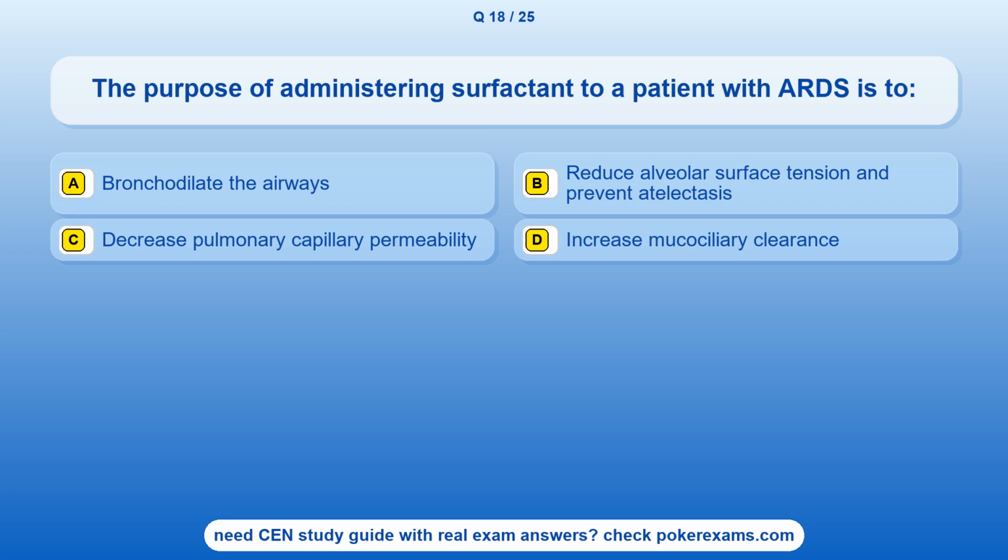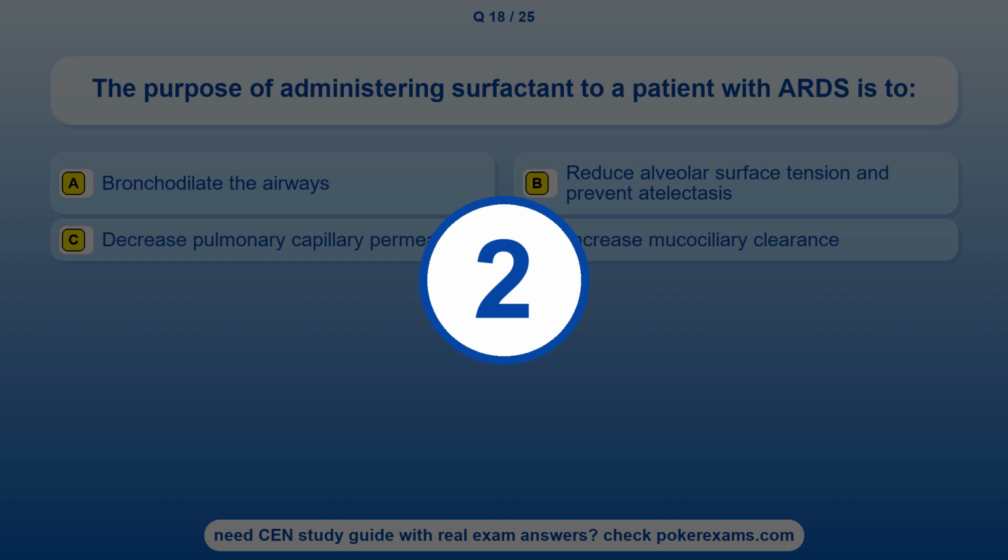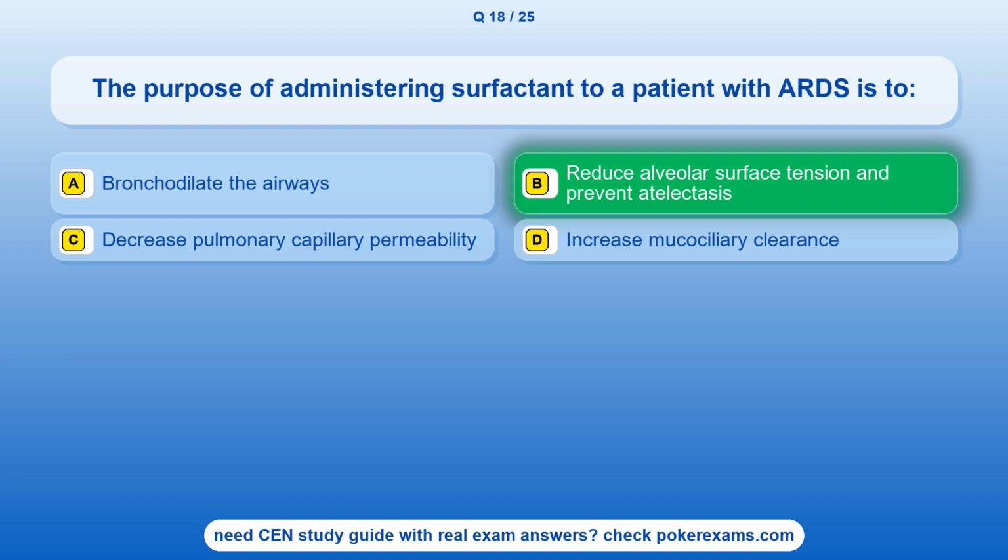The purpose of administering surfactant to a patient with ARDS is to: Option A. Bronchodilate the airways. Option B. Reduce alveolar surface tension and prevent atelectasis. Option C. Decrease pulmonary capillary permeability. Option D. Increase mucociliary clearance. The correct answer is option B. Reduce alveolar surface tension and prevent atelectasis.